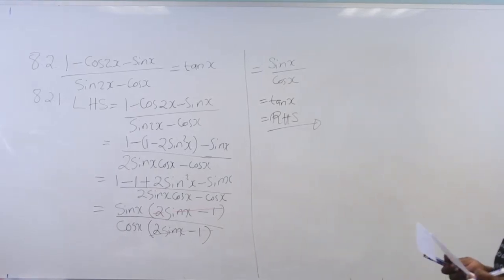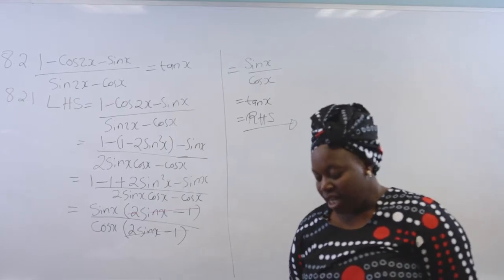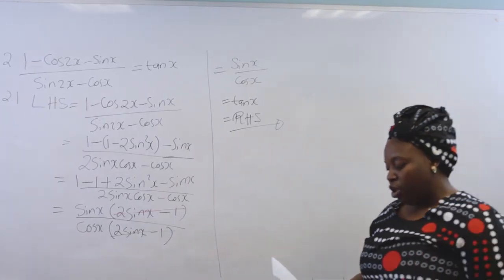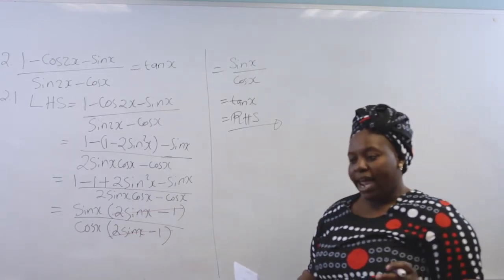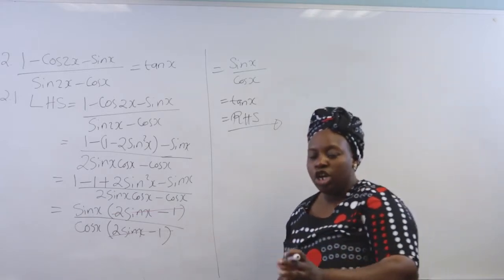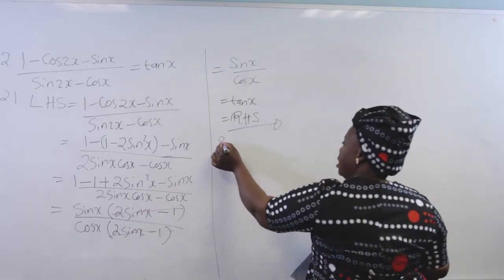8.2.2. They're saying the above expression is undefined if sine 2x minus cos x equals 0. Solve the equation through the interval where x is greater or equal to 0 or less or equal to 360. So your solution must lie between that. So let's do it.